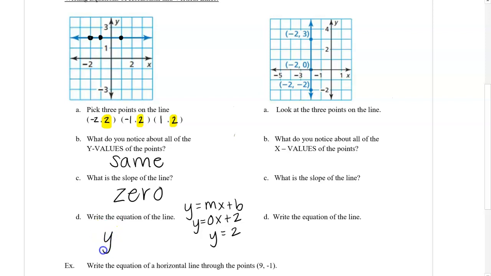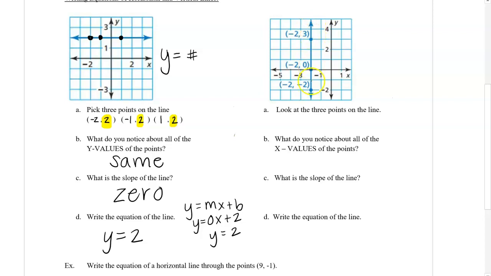But I also like to recognize that when I'm writing the equation of a horizontal line, no matter what, for this horizontal line, y is always 2. So to write an equation that says y is always 2, we can say y equals 2. Essentially, what we're saying is if it's a horizontal line, it'll always be y equals the number that is the y value of every point.